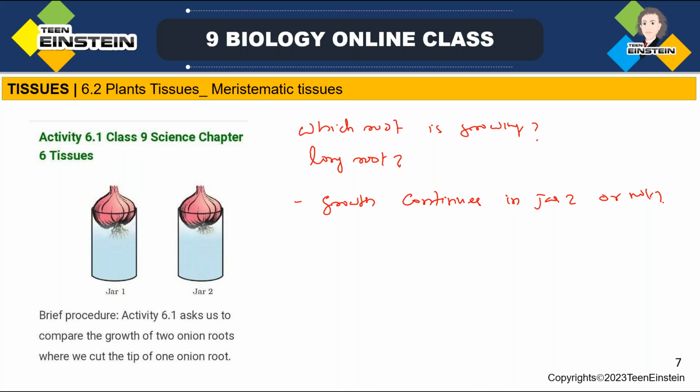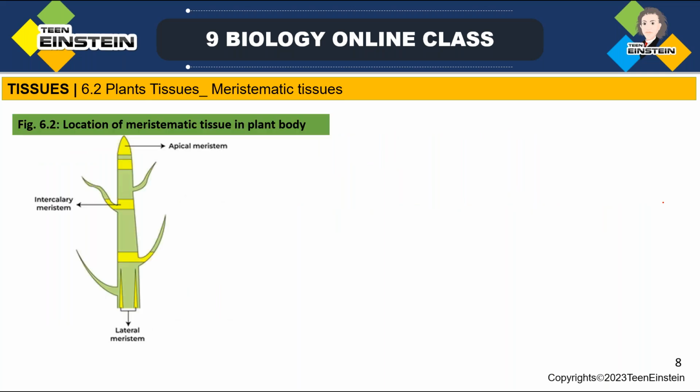Why is it not growing? Because the growing region is located at the tip, and we have already removed that part, around 1 centimeter. That's why it stopped growing. Right? So we got a clear idea about the growth pattern of the root. According to this experiment, we come to the conclusion that the growth of plants is in specific regions.